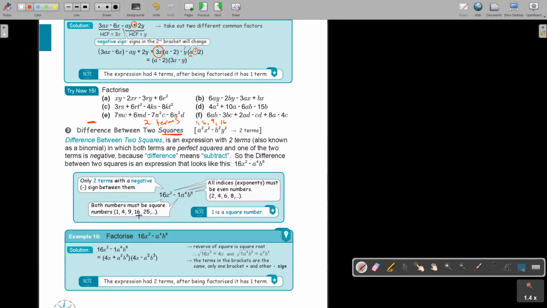Now what you do is, I must always check the three rules. I say, yes, only 2 terms with a negative. First rule: are the numbers square numbers? Yes, 16 and 1. Must all the indices be even numbers? Yes. And now it's the difference. All that I do is I always make my 2 brackets. In one I make a plus, and in the other one a minus, or first minus and then plus. It doesn't matter. And then I imagine there's a square root.